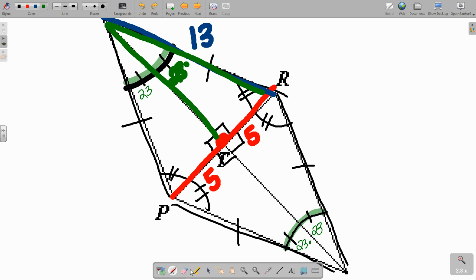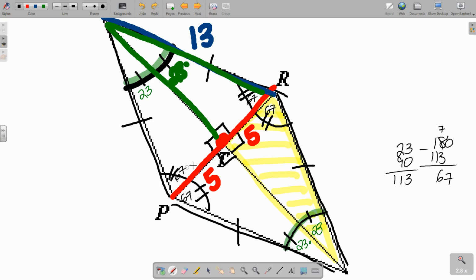We have a right angle here, so if you see that right triangle right here, we can simply add the 23 and the 90. Take it away from 180. Of course, we get 67. Because the diagonals bisect, that's 67. Opposite angles equal, that's 67, and that's 67.